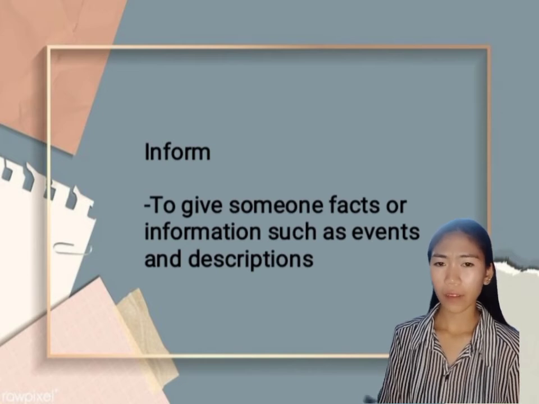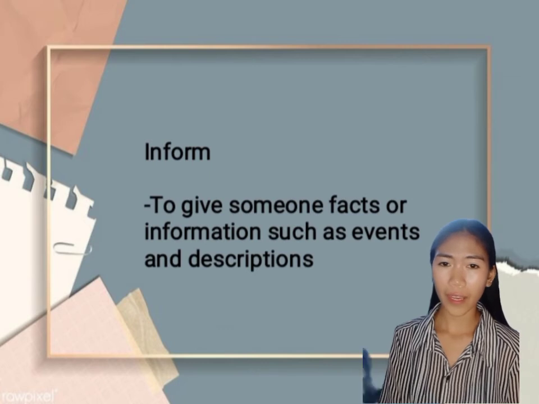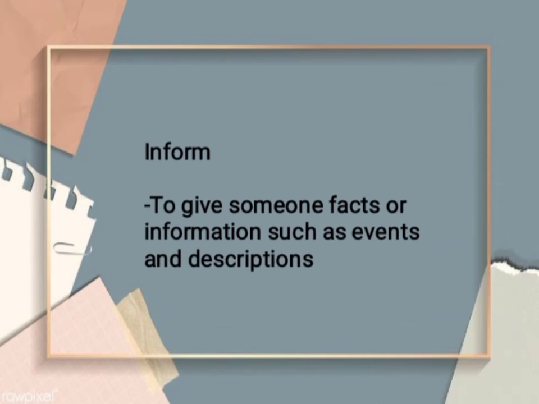Another reason the author writes is to inform. So now, inform means the author is trying to give facts or information such as events and descriptions. So let's hear this example of how this author is trying to inform you about the Great Pyramids of Giza. The Great Pyramids of Giza are one of the seven wonders of the world. They are located in Egypt. Most pyramids were built on the western side of the Nile River. In this text, the author is giving you information and facts about the Great Pyramids of Giza.